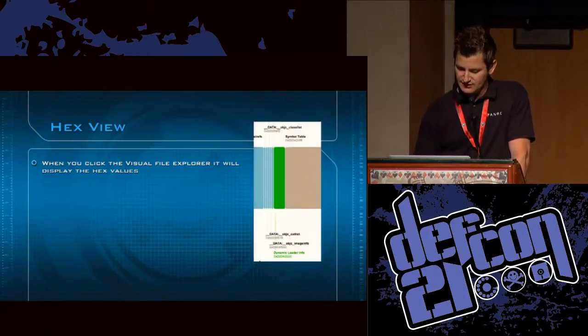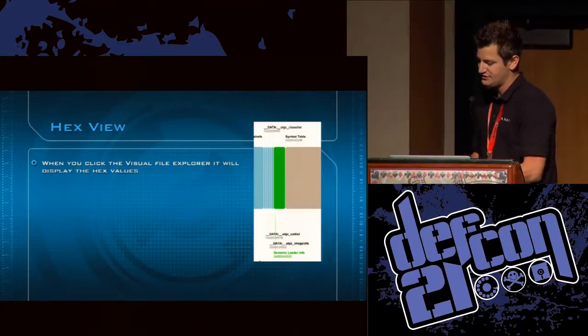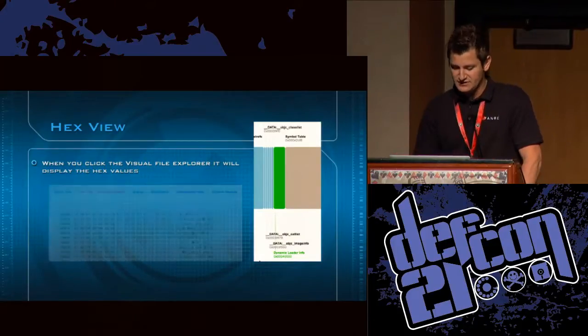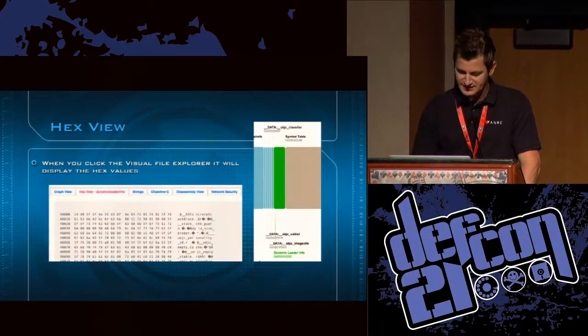So in this case, we're clicking on dynamic loader info. If you're going to look at that, all the information you're going to see for that particular type from the visual file pane is going to be hex values. So this is what the hex values for the area look like. This is the second pane.